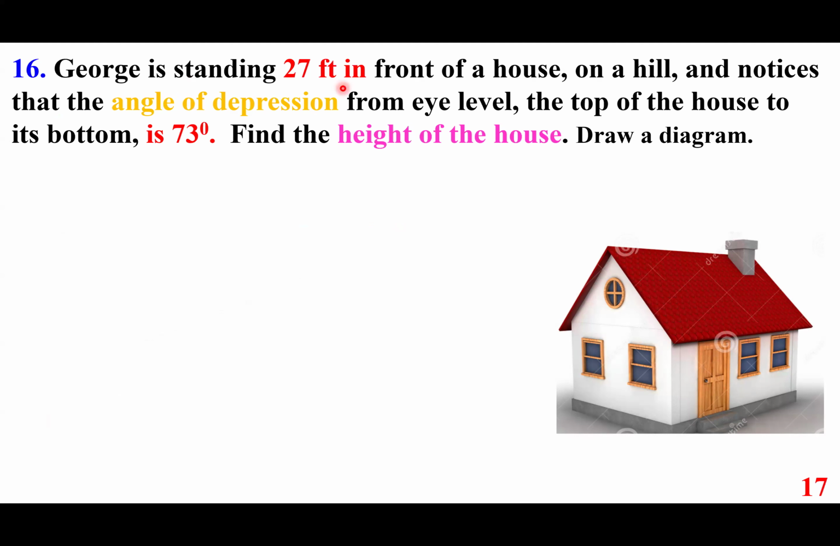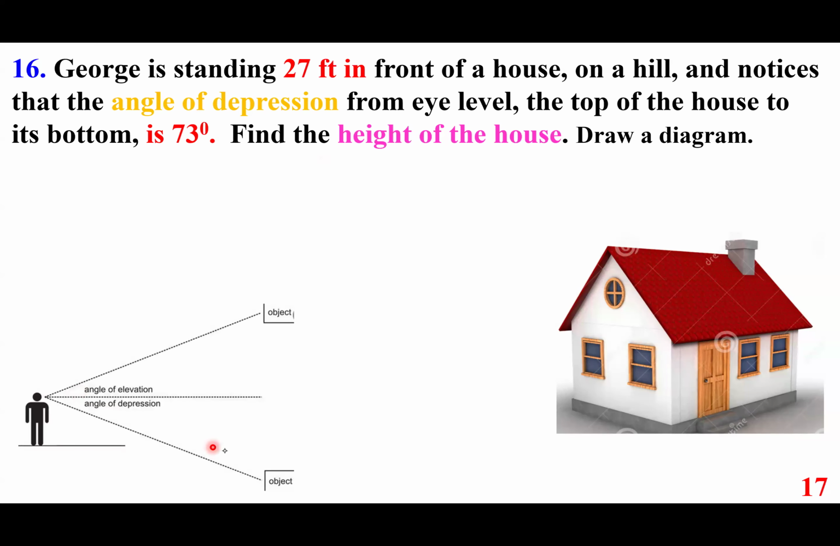All right, now George is standing 27 feet in front of a house on a hill and notices the angle of depression from eye level, the top of the house to the bottom, is 73 degrees. Find the height of the house, draw a diagram, and so forth. And so this is the angle of depression. Again, similar to the previous one. So let's do the drawing.